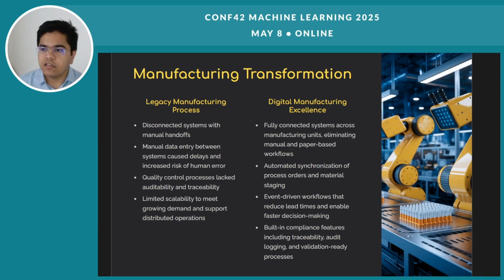Now with digital manufacturing excellence, after the implementation of the API architecture, all the systems are fully integrated and connected with each other. It eliminates all the paper-based workflows as well. The event-driven architecture also helps decision making, with compliance built right into the system, making audit, tracking and validation much easier. This upgrade isn't just about moving faster, it's about building stronger, smarter and future-proof manufacturing.